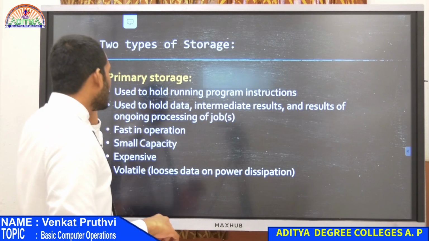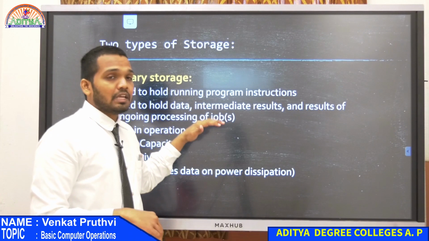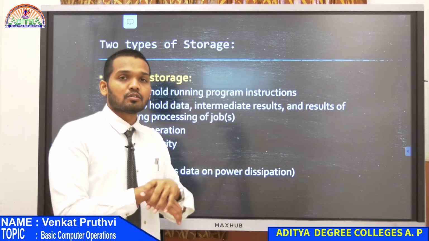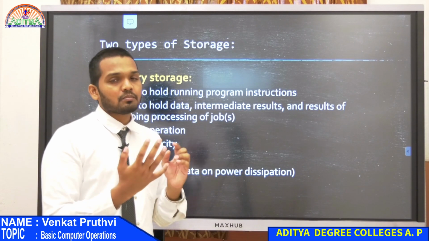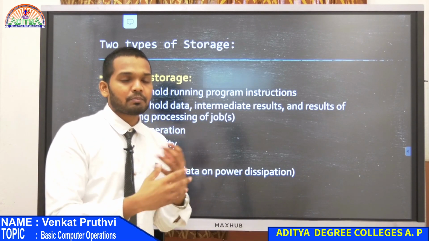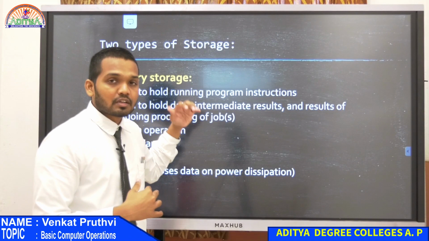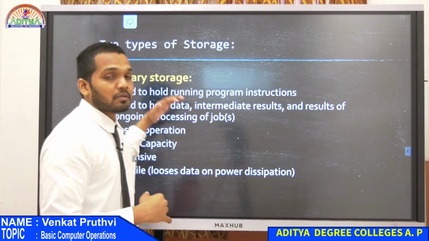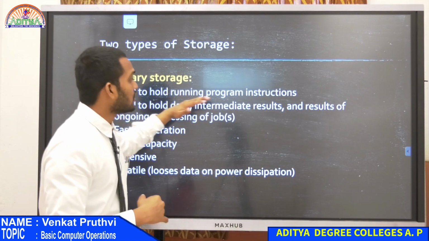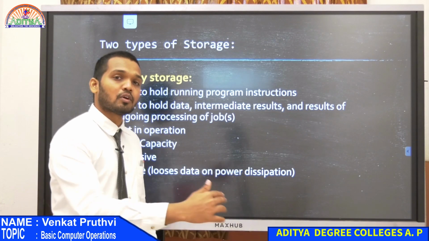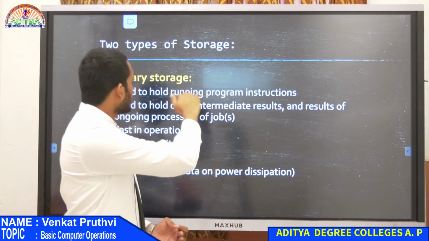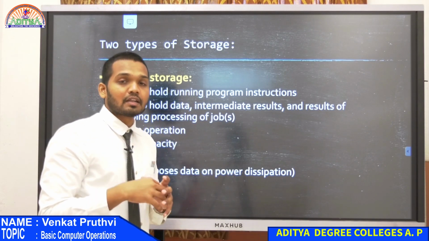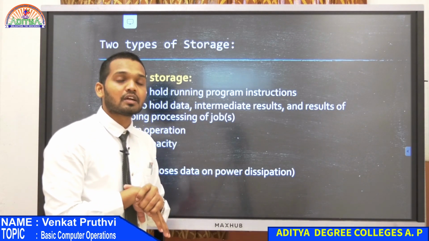Now initially when the task is coming to this CPU for its operation, it already has some instructions, whatever needs to be performed, assigned to the task. Now this primary storage is helping the task to hold the running program instructions, whatever program is running and the task that needs to be completed. This primary storage is storing all the data and all the instructions that need to be executed.